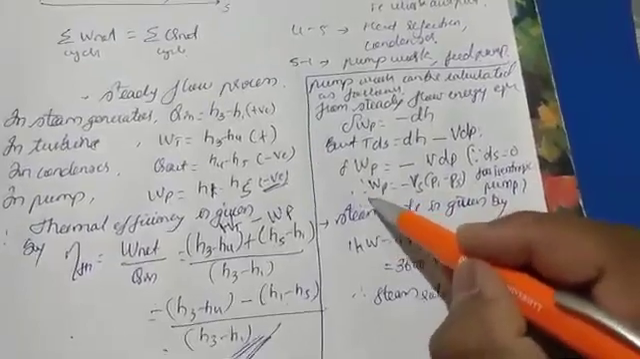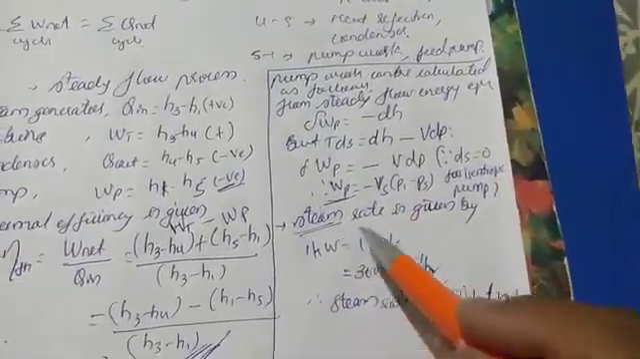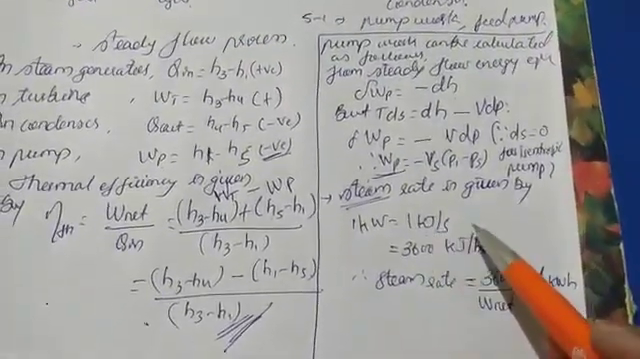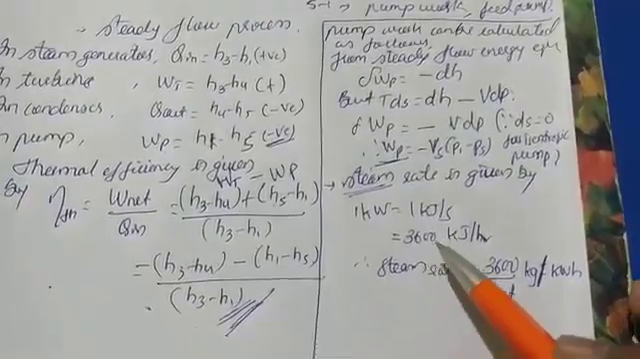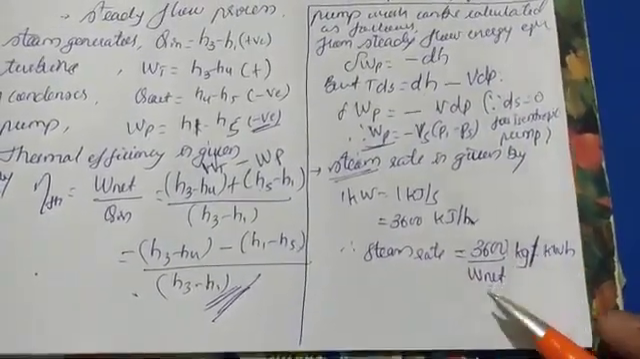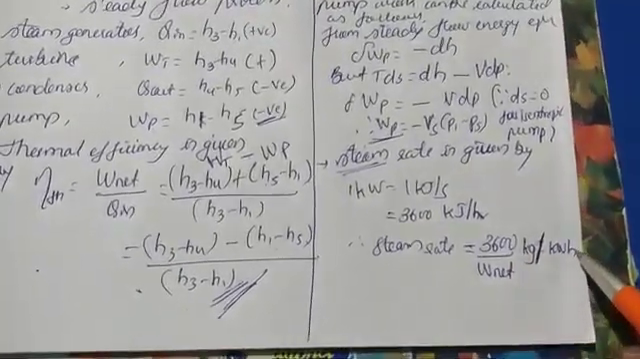This is how to find the pump work. If I want to find the steam rate for a given cycle, 1 kilowatt is equal to 1 kilojoule per second, which is nothing but 3600 kilojoule per hour. Steam rate is given by 3600 divided by net work done, in kg per kilowatt hour. This is the steam rate.